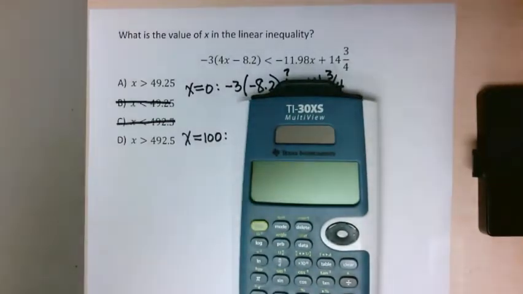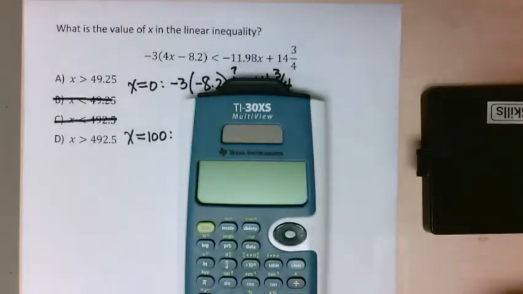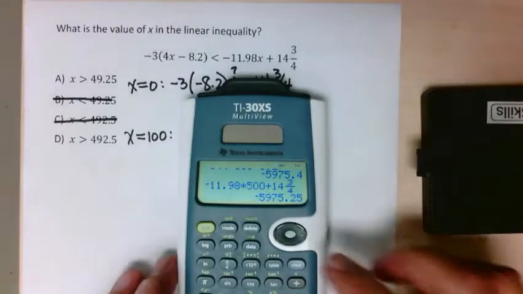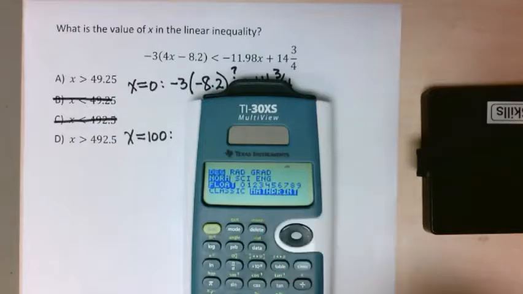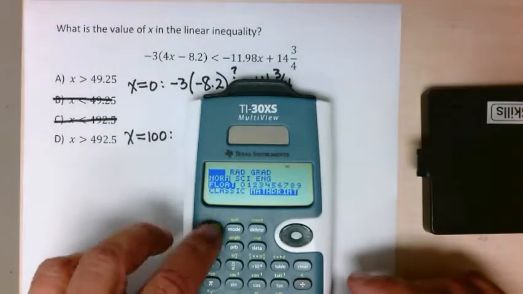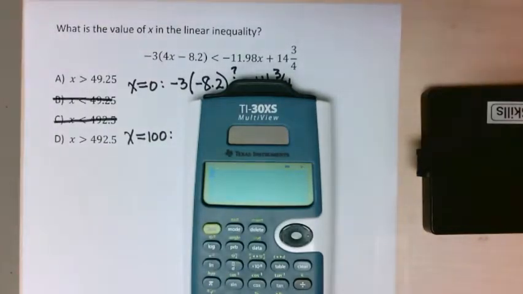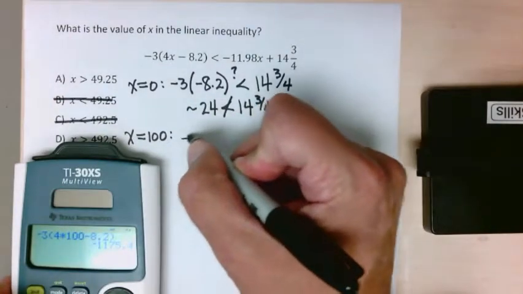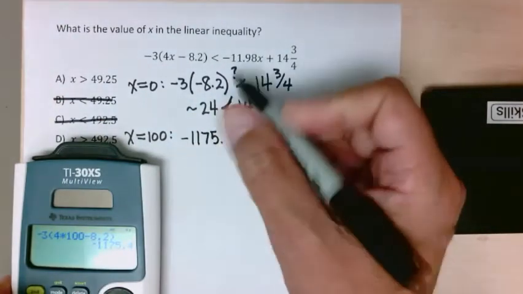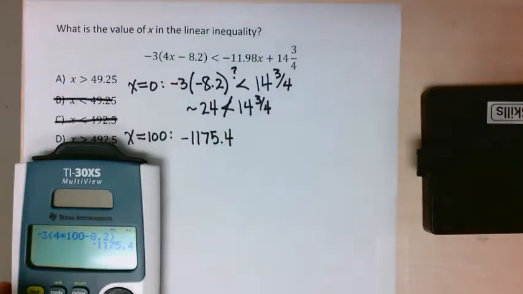Now in doing so, let me go ahead and adjust this just a bit. Let's turn the calculator on, clear it out. It's always a good idea to make sure your mode is in math print because that will allow us to enter in the value 14 3/4 just like it appears on the paper. And so now I'm going to go back and do the left hand side of the inequality. So -3 parentheses 4 times 100 minus 8 2/10. When I hit enter, I get -1,175 and 4/10 on the left-hand side of the inequality.